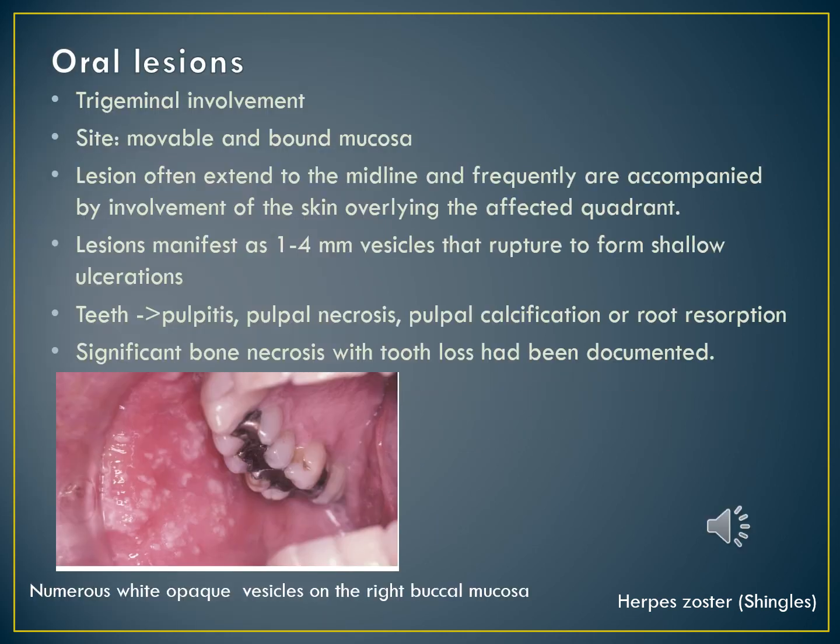The oral lesions of herpes zoster occur with trigeminal involvement. It may present on the movable and bound mucosa. Lesions often extend to the midline and are frequently accompanied by involvement of the skin overlying the affected quadrant. Lesions manifest as 1 to 4 mm vesicles that rupture to form shallow ulcerations. Teeth in the affected area may show pulpitis, pulpal necrosis, pulpal calcification, or root resorption. Significant bone necrosis with tooth loss has also been documented.